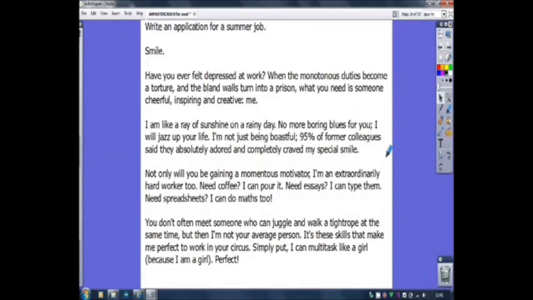And this was written in a mock by one of the students in a previous school. So she had to write an application for a summer job. Look at the unconventional way she begins.